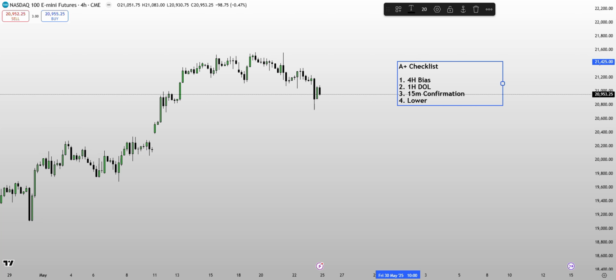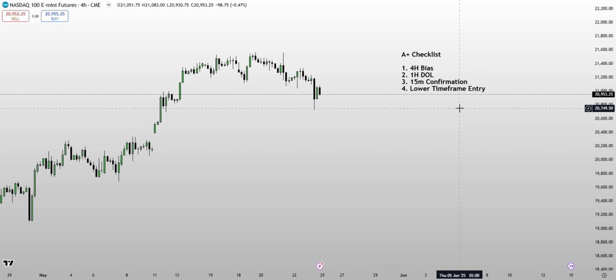And that is the lower time frame entry within that model, whatever your model is. If the 4-hour bias is in agreement with the 1-hour draw that price can likely gravitate towards, and then you see 15-minute confirmations within your setup, within your model, like the ones that I have, then you can look for the lower time frame confirmations and entries that are all in the direction, giving you an A+ setup.